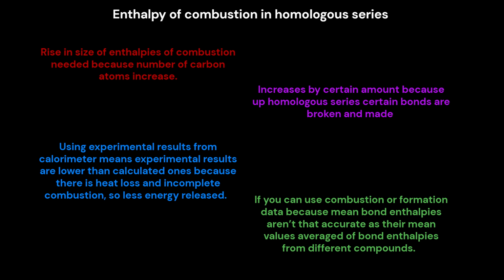Enthalpies of combustion rise in size because the number of carbon atoms increases. It increases by a certain amount because up the homologous series certain bonds are broken and made. Experimental results from a calorimeter are lower than calculated ones because there is heat loss and incomplete combustion, so less energy is released. If you can, use combustion or formation data, because mean bond enthalpies aren't that accurate as they are mean values averaged from bond enthalpies of different compounds.